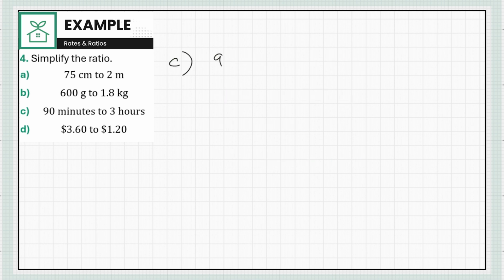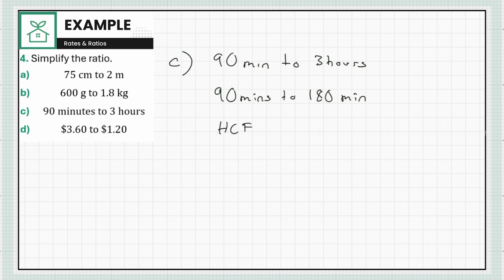Looking at C, we have 90 minutes to 3 hours. So this is the same as 90 minutes to 180 minutes. Remembering that there is 60 minutes in each hour. Now the highest common factor between these two is going to be equal to 90. So 90 to 180 is going to be the same as 90 divided by 90, which is 1, and 180 divided by 90, which is 2.